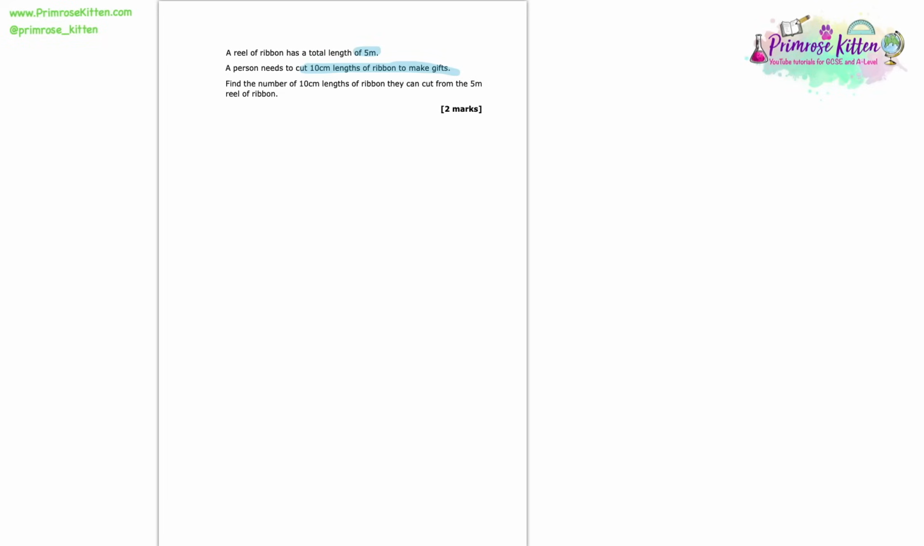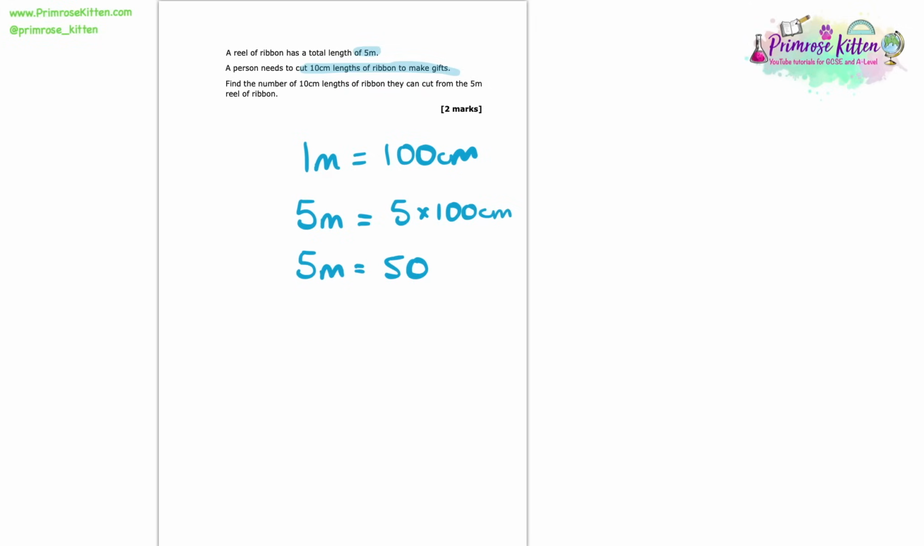One is, of course, how many of these 10 centimetres fit into the 5 metres? But the other problem is to do with the units. They're not currently consistent. 10 centimetres and 5 metres, they're different units. So we need to convert one of them into the other to make this easier. Now, we know that 1 metre is equal to 100 centimetres. So I'm going to say it's easier to convert 5 metres to centimetres. So 5 metres is going to be equal to 5 times 100 centimetres. So therefore 5 metres is equal to 500 centimetres.